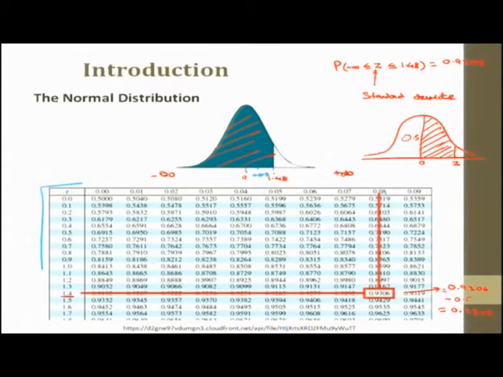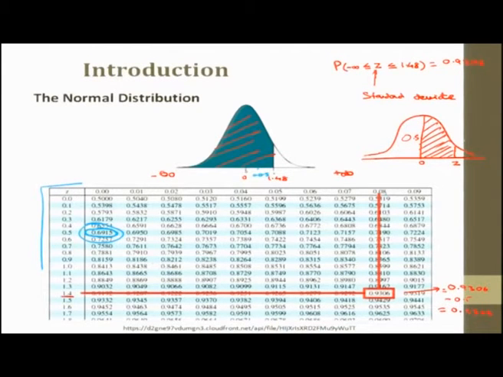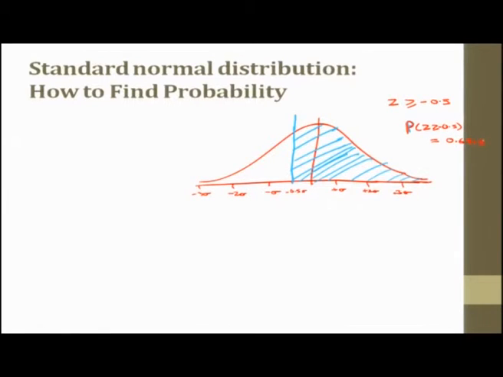So, at plus 0.5, the value is 69.15. Okay, this is the value 69.15. I have made double circles over it. So for P of z greater than or equal to minus 0.5, the value is 0.6915. Okay, this is the way.